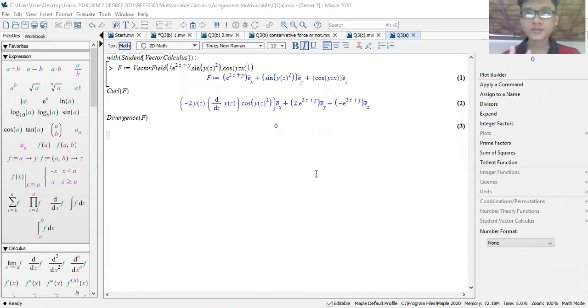Hello and Assalamualaikum. So today I'm going to present to you question number 3, which involves the topic vector calculus by using Maple software. It consists of 3 questions. So this is question 3A, question number 1.